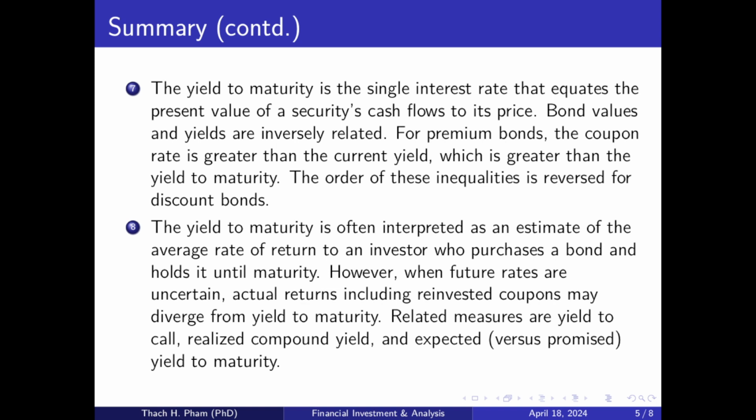The yield to maturity is often interpreted as an estimate of the average rate of return to an investor who purchases a bond and holds it until maturity. However, when future rates are uncertain, actual returns, including reinvested coupons, may diverge from yield to maturity. Related measures are used to compute realized compound yield and expected yield to maturity.